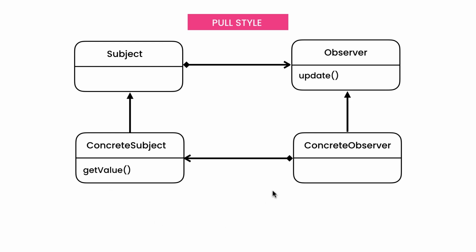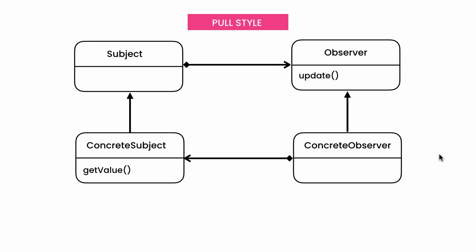With this approach, we have more flexibility because each concrete observer can get the data it needs. However, we have coupling between the concrete observer and the concrete subject. But this is not a bad type of coupling. A bad type of coupling is coupling between concrete subject and concrete observer.